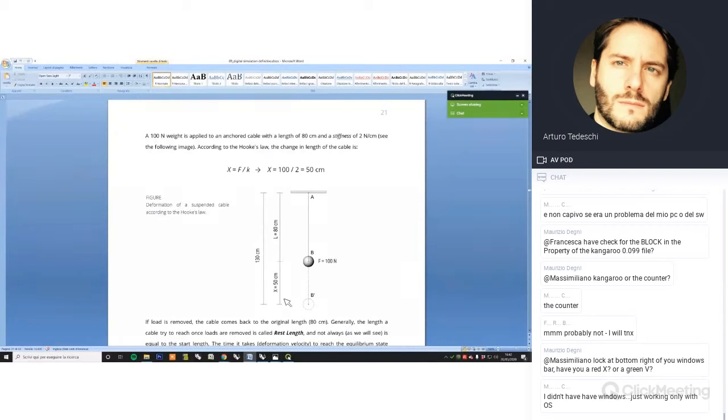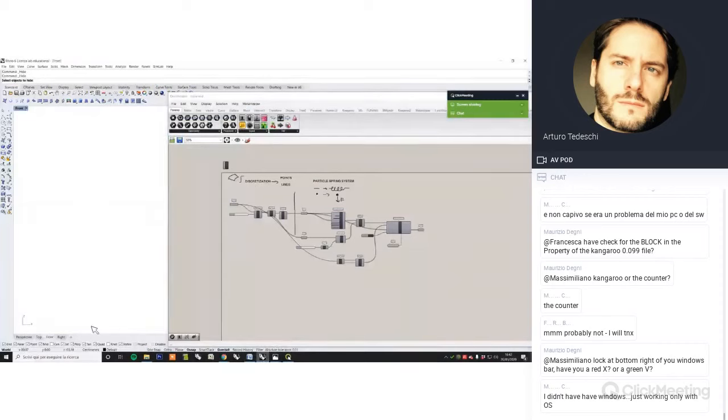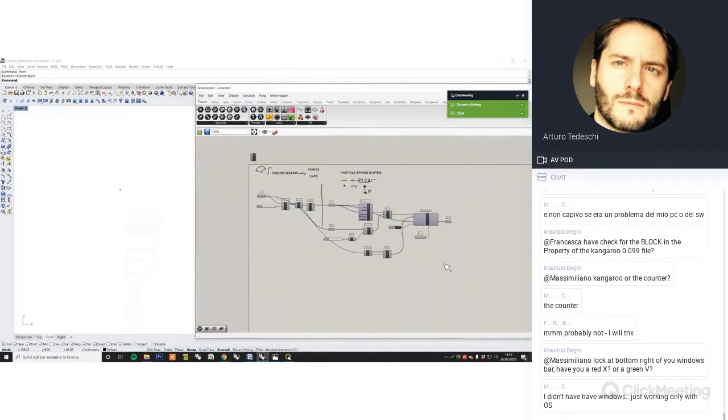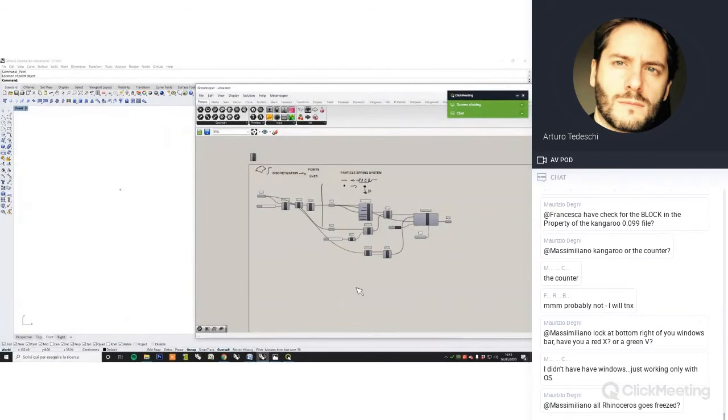So we can simulate this system precisely inside Kangaroo, and we will get the same deformation of about 50 centimeters. So we can simulate the same thing here. I want to show you how to define the forces, stiffness, and real world dimensions inside Kangaroo. We can start with one point, which in our analogy is point A. We need to create a line which is about 80 centimeters. So if you check, we have centimeters in Rhino.